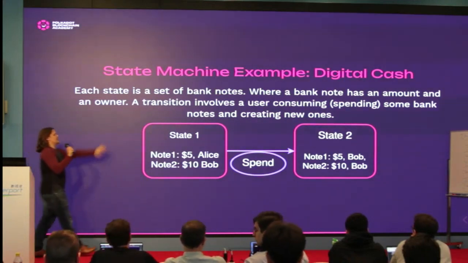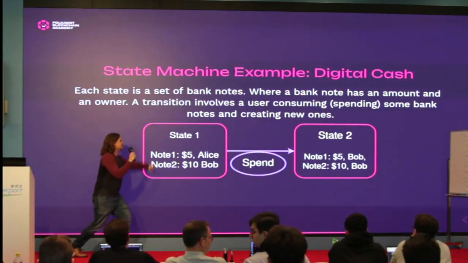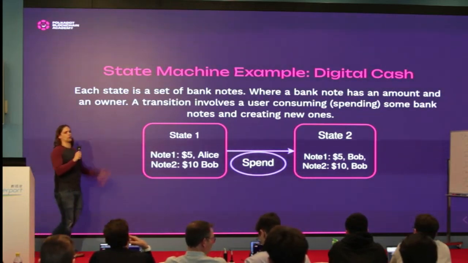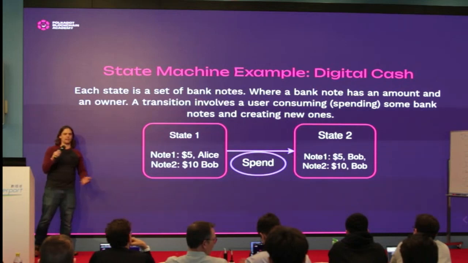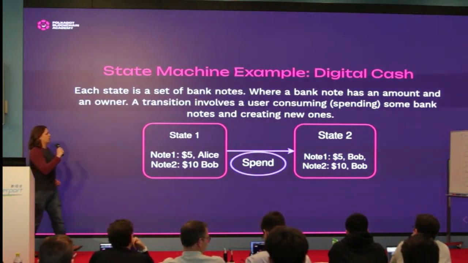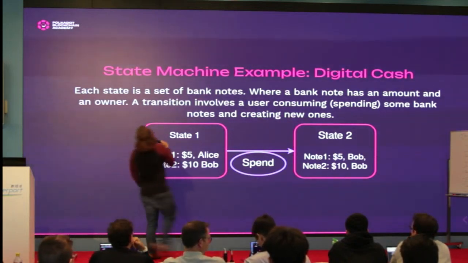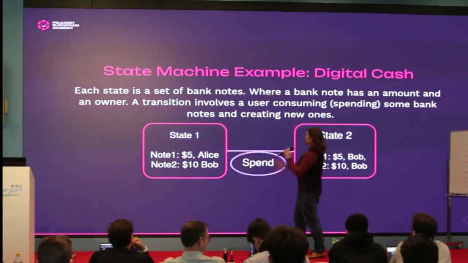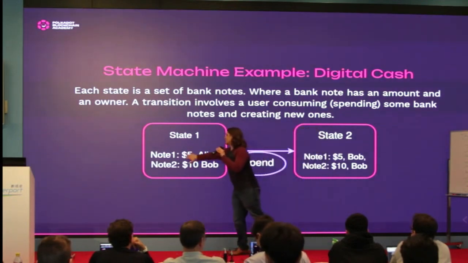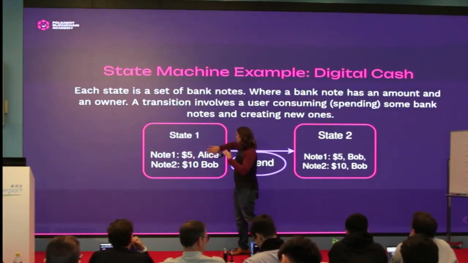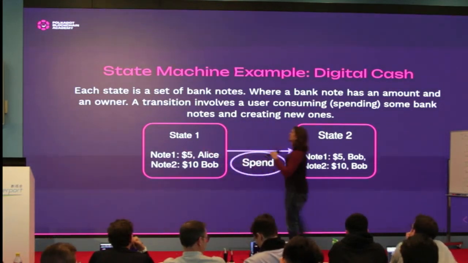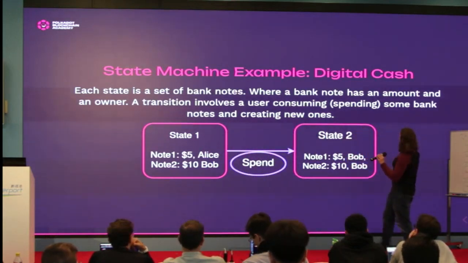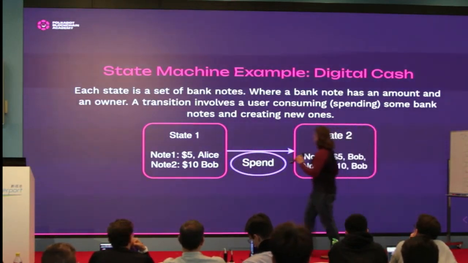So the state here is a complete set of banknotes. It can be a lot of them. In this case, it's only two. By banknotes, I mean dollar bills or something, or you can think of it like coins. Each one of the coins has an amount. So this is like a $5 coin, and it has a person who owns it, Alice in this case. And then the transition involves a user consuming or spending some banknotes and creating new ones.